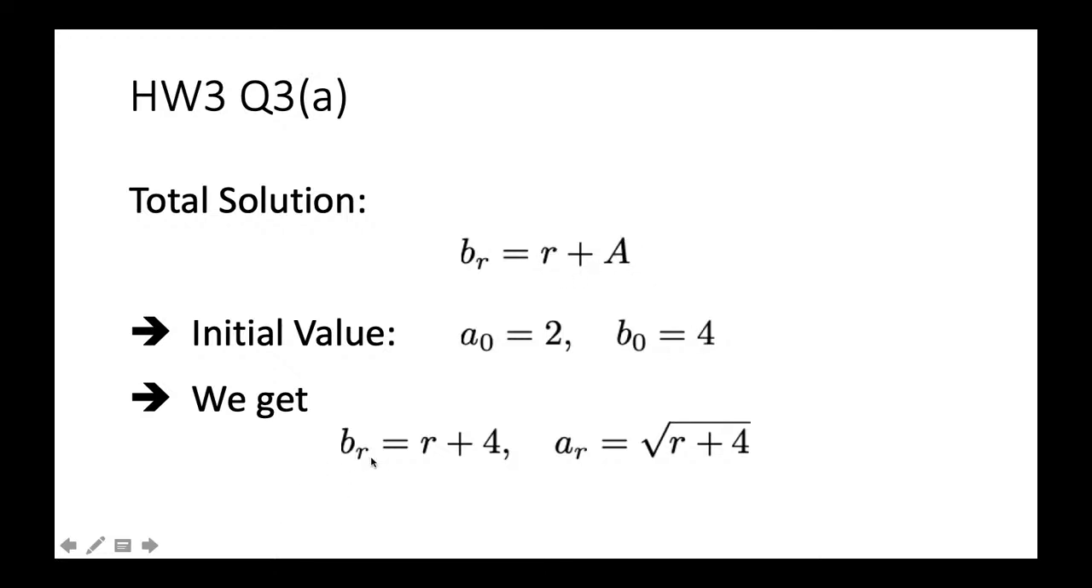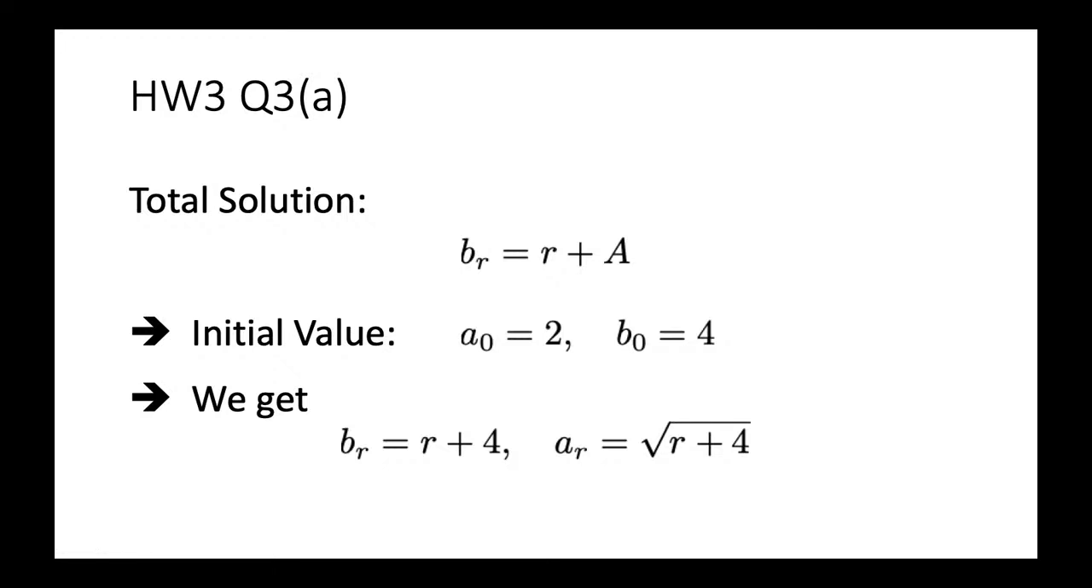So in that sense, BR, after evaluation, is equal to R plus 4. And originally AR squared is equal to BR, so AR is equal to the square root of R plus 4. Now notice that AR could be equal to the minus of the square root of R plus 4. But we can see that this is not correct because A0 is equal to 2. So we know that the answer for AR is the plus part of the square root. So AR is the plus square root of R plus 4.